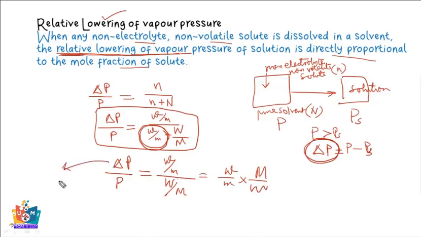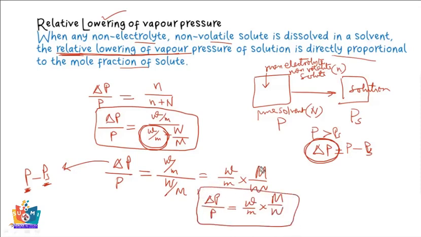Remember, delta P means P minus PS, where P represents vapor pressure of pure solvent and PS represents vapor pressure of solution. So delta P divided by P equal to w by m into M divided by capital W will be the final relation. But we will be using this relation to solve numerical problems. Most of the time, this is utilized for other deduction purposes.